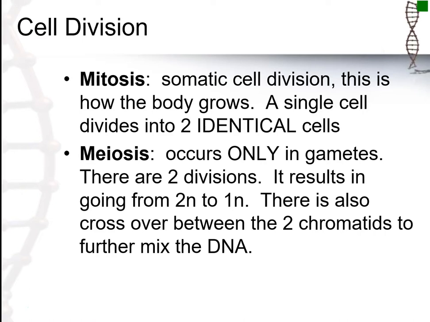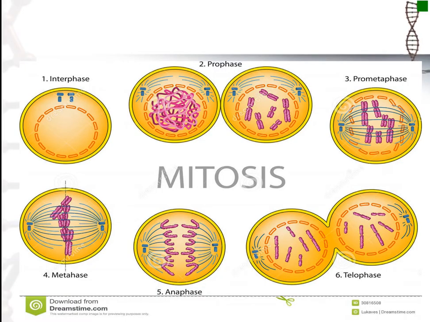Mitosis is a somatic cell division. This is how the body grows. A single cell divides into two identical cells. Meiosis occurs only in gametes. There are two divisions. It results from going from diploid or 2N to haploid or 1N. There's also a special stage in meiosis 1 known as synapsis that allows crossing over of the DNA between the maternal and paternal copies, which causes increased mixture of the DNA.